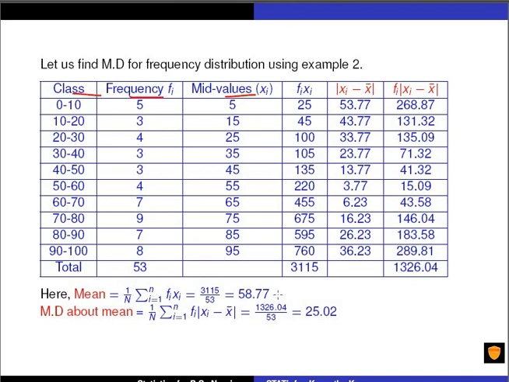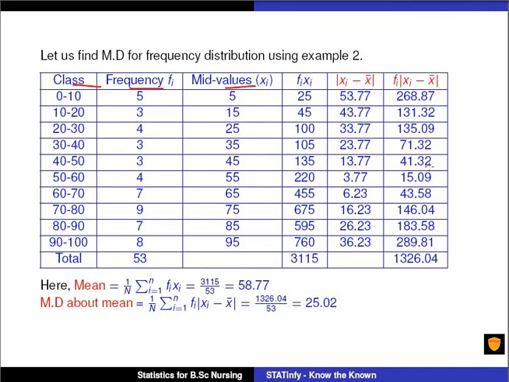Okay, so here we calculate the mean deviation about mean only, and you can calculate mean deviation about median and mode also. So this is our xi, 5. 5 minus 58.77, if we take the difference, it will be minus 53.77. But since we are taking the absolute value, that's why it will be 53.77. So in this way we calculate the absolute value of xi minus x bar for all the class intervals.